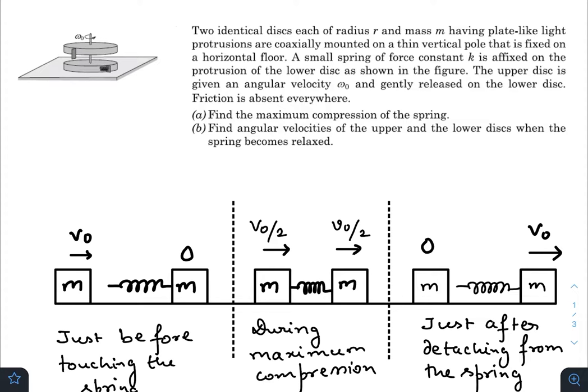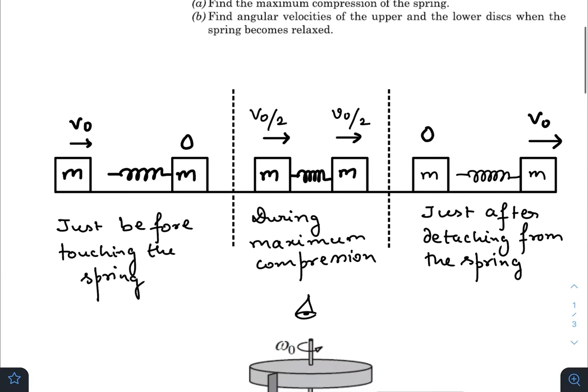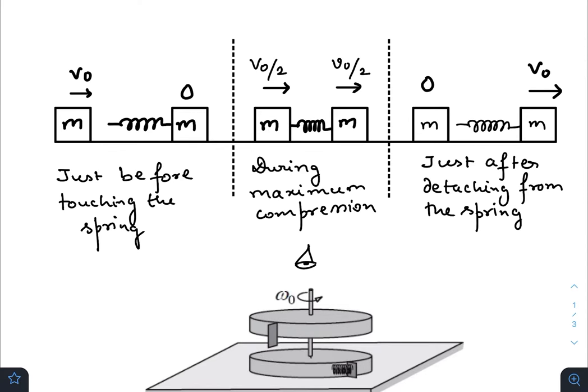But before starting this solution, I want to show you a situation that we have solved during collision problems, or in the chapter of system of particles. There is a block of mass m moving with a velocity v naught over a frictionless surface, and there is another block of mass m which was initially at rest, and a spring of spring constant k is attached to it. Initially it was in its natural length.